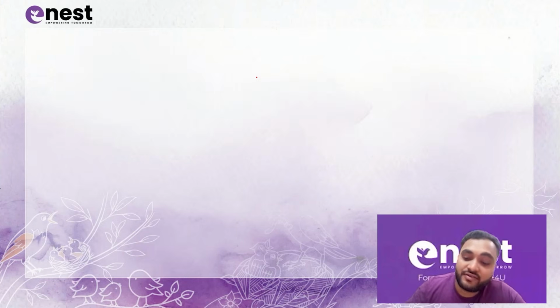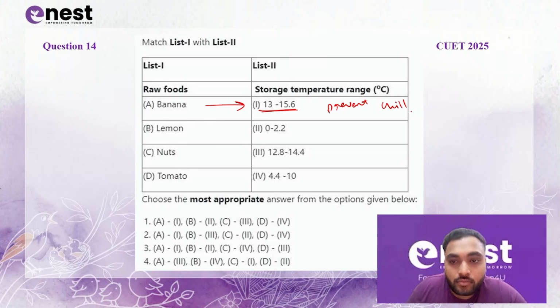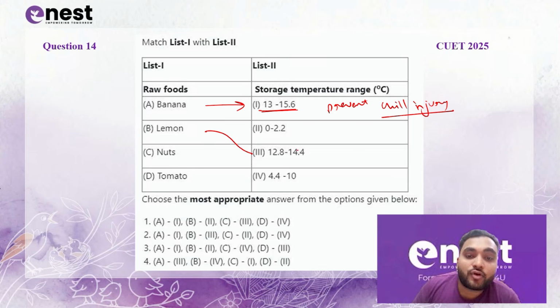Next question which we have is, match the following into the correct order of their storage temperatures. Banana is usually stored at 13 to 15 degrees Celsius to prevent chill injury. Then lemon is stored at 12 to 14 degrees Celsius. It is also subjected to chill injury, but the storage temperature is slightly lower than for banana.